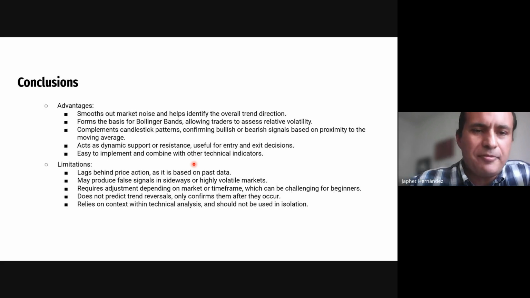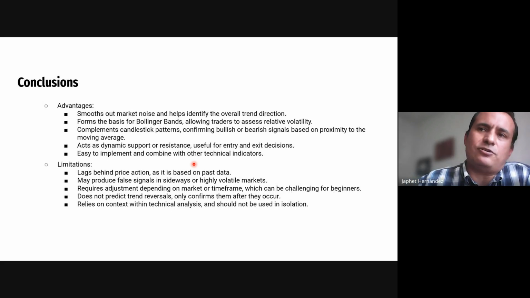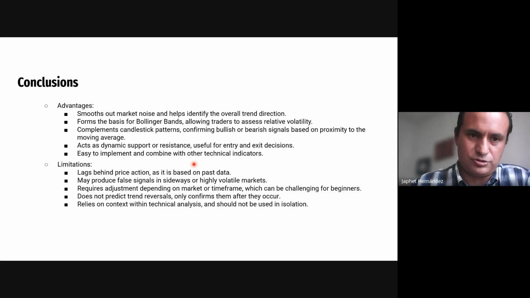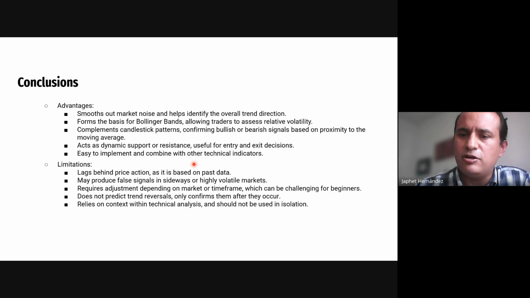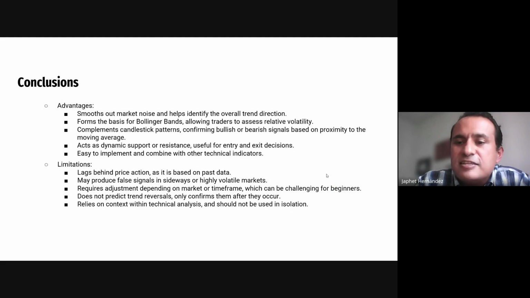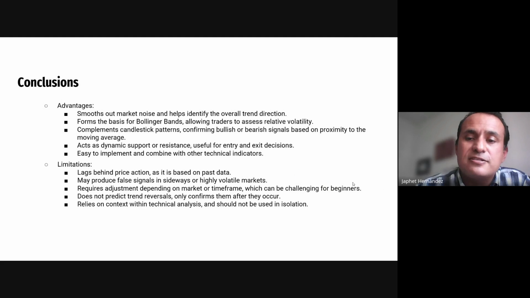So, about the moving average, what is the advantage of using this as a confirming tool? Because it smooths out the market noise and helps identify the overall trend. The moving average is a fundamental technique that smooths out price data and identifies trends over time. If we combine that with Bollinger Bands, it serves as the basis for the band's construction. Typically, a 20-day simple moving average is set up as the central line. With this average, we help traders assess whether prices are relatively high or low within the given context.